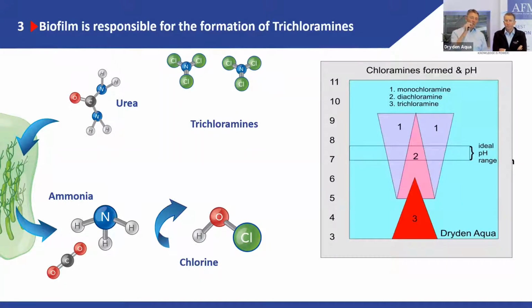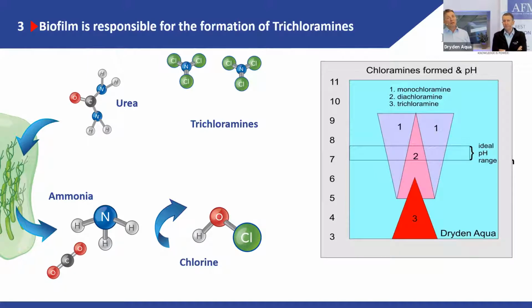If you want to form monochloramine, dichloramine, and trichloramine, you see this a little bit in this graph. Usually at the pH we are working in pools, between 7 and 7.4, you mainly have monochloramine, a little bit of dichloramine, and nearly no trichloramine. Trichloramine formation really starts with pH below 6. Now, you may say, Philip, your pool's never below that. Yeah, we are not there.